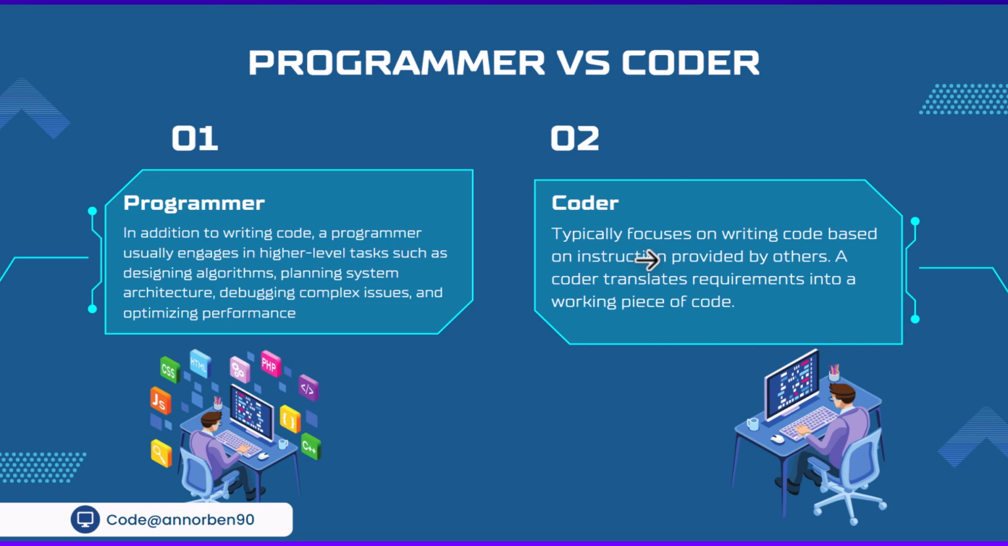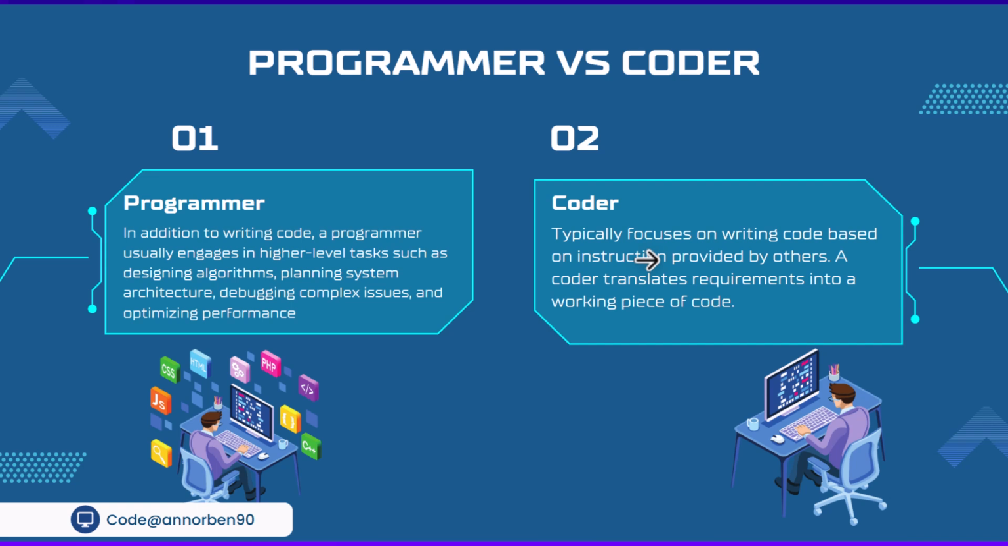Programmer versus a coder. There is a difference between a programmer and a coder. Who is a coder? A coder typically focuses on writing code based on instructions provided by others. A coder translates requirements into a working piece of code. So a coder just fully codes. They gather information from the user or a customer and use it to write the code.